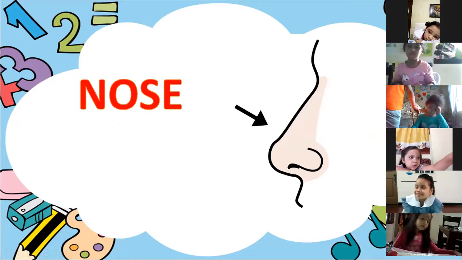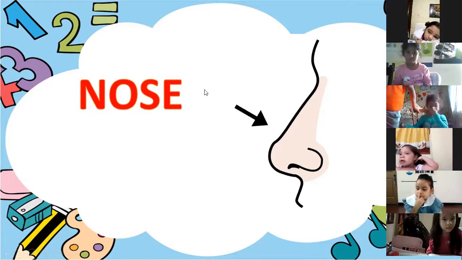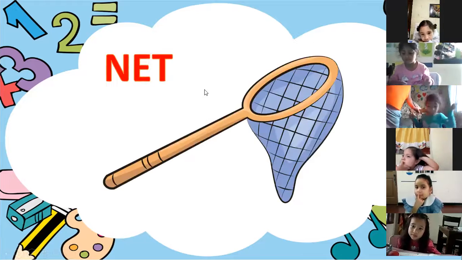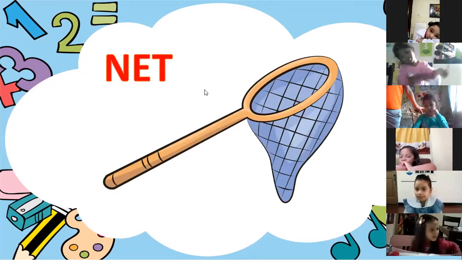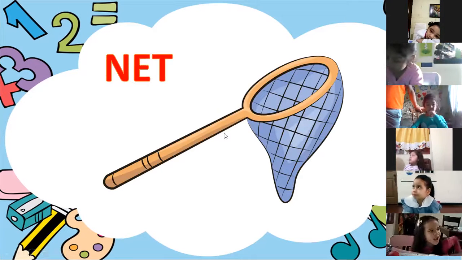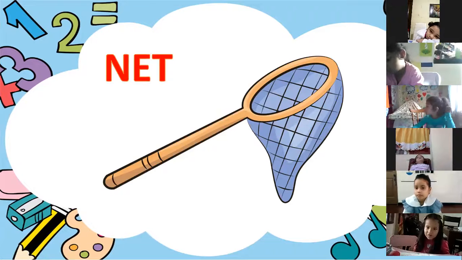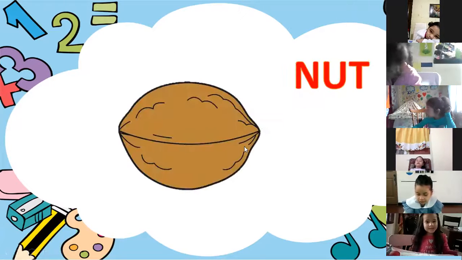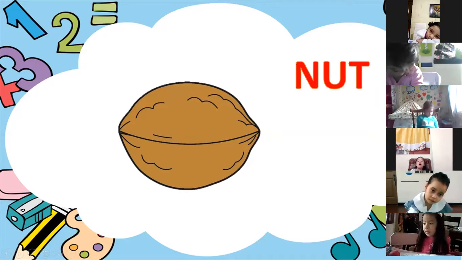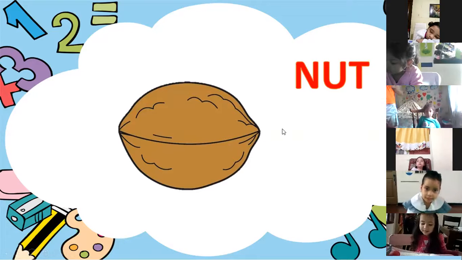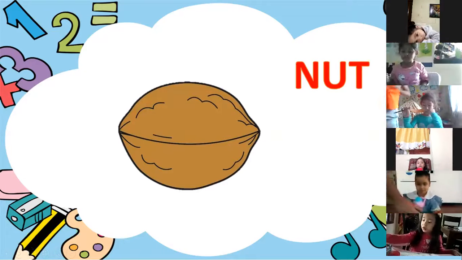Nose. Yes, Elena, touch your nose. This is your nose. Nose, yes. And we have, remember, net, knot, nest, and nose. Yes, Isabella, tell me, what is this? Net. Excellent, Isabella. Very good. Alessandra, what is this? This is a knot. Yes, knot.